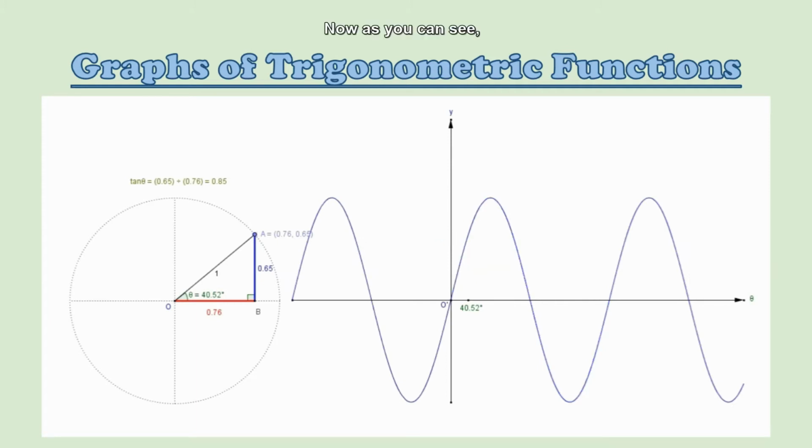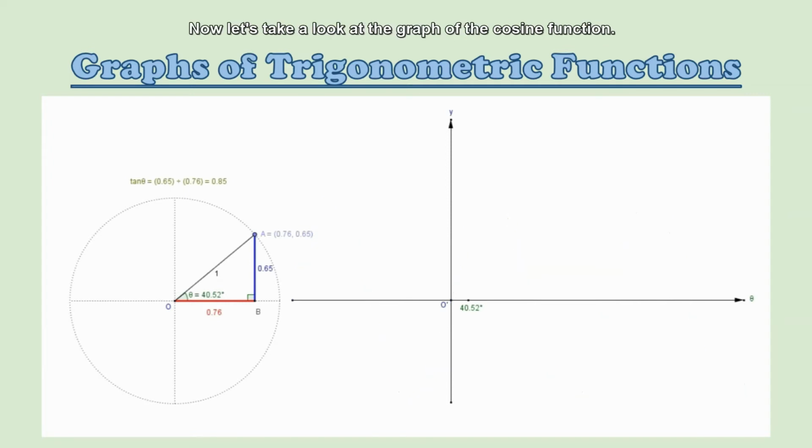Now as you can see, the value of the sine function increases and decreases periodically. It has a repeating pattern which will continue forever. Now let's take a look at the graph of the cosine function.